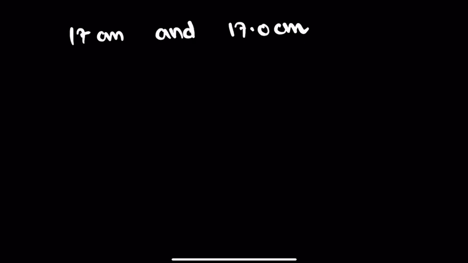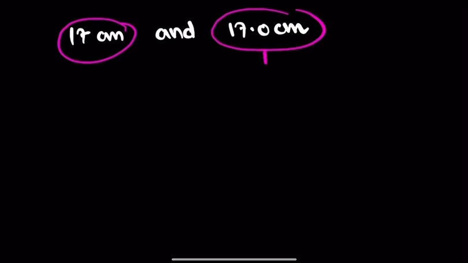It seems that both these measurements are equally accurate because 17 is literally equal to 17.0. But when it comes to the measurement world, this 17.0 is more accurate than this 17 centimeter because this 17.0 has three significant figures while this 17 has only two significant figures. So in our everyday lives, significant figures are used to assess how accurate or how precise our measurement is.